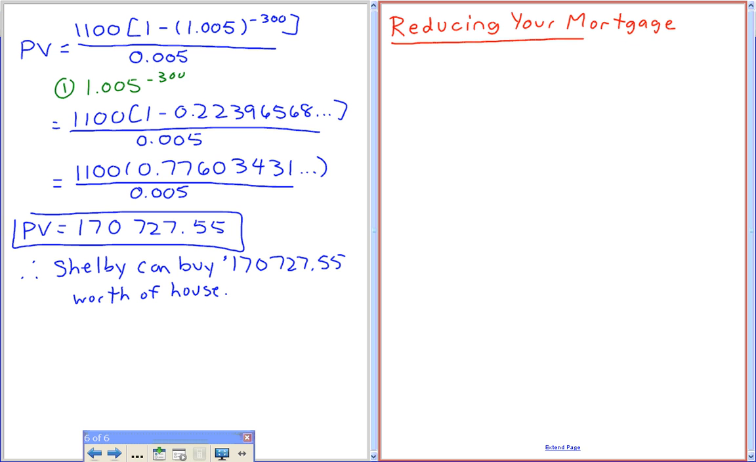Okay, I want to talk about different ways to reduce your mortgage. This will be on your final exam, I guarantee. Because if there's one thing that I want you to remember from this class at the end, it's ways to do this. This will make your life a whole lot easier.